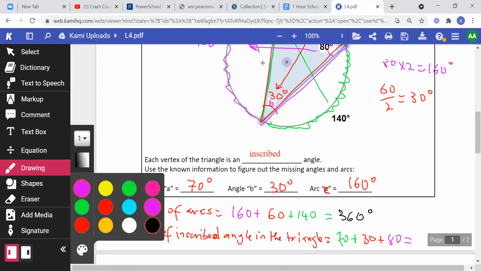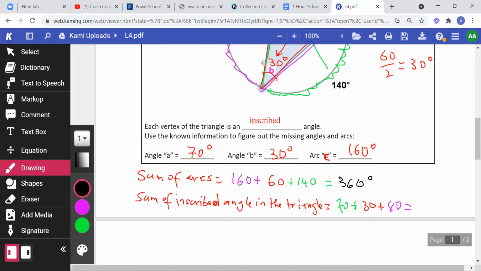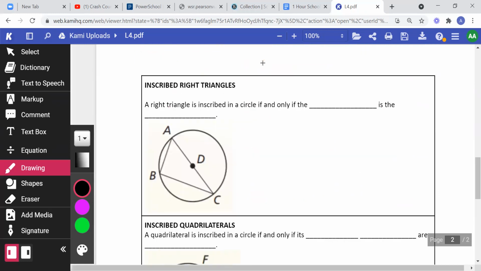And then when you add all three numbers, 70 plus 30 is 100, 100 plus 80 is 180. So the sum of the measure of all arcs on the circle is 360. And then the sum of angles in a triangle is 180. Whether this triangle is inscribed or standing alone, the sum of angles is always 180. Never forget these two numbers. In a triangle, the sum of angles is 180, and the sum of the measure of arcs is always 360. Then we're going to go to the next page to solve some problems.